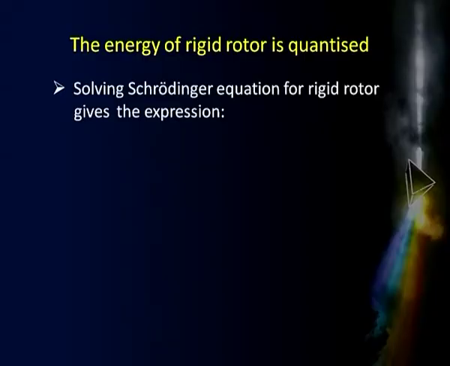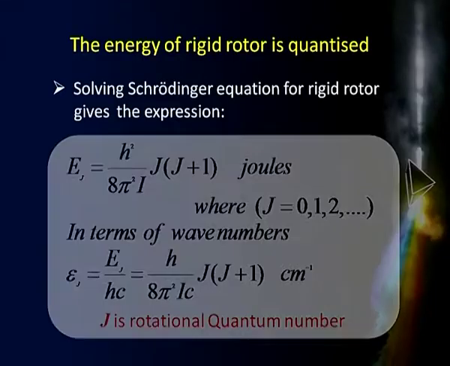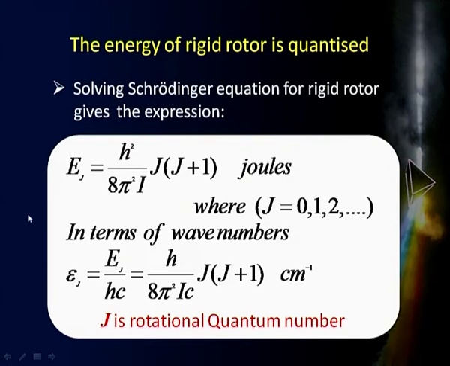But what we need to know is that if I try to handle the problem of the rigid rotor in terms of the quantum mechanical approach, I will get an expression of the kind E j equal to h square by 8 pi square I into j into j plus 1 joules. What it means is that the energy is quantized and j happens to be the rotational quantum number.